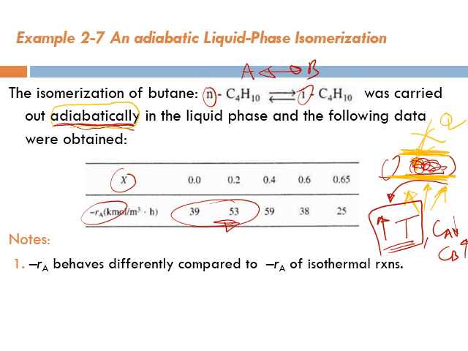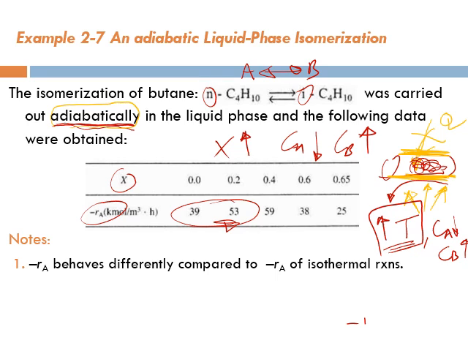So as the reaction progresses, temperature increases, which affects the rate of reaction positively, meaning it will try to increase the rate of reaction. On the other hand, as the reaction progresses, as conversion increases, the concentration of A decreases while the concentration of B increases, which affects the rate of reaction negatively, right? Okay, let's make it clearer.